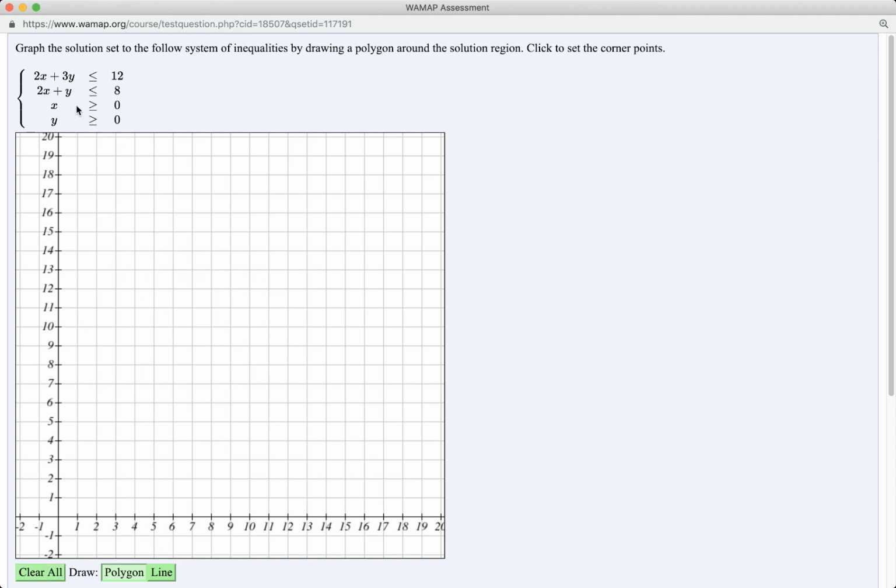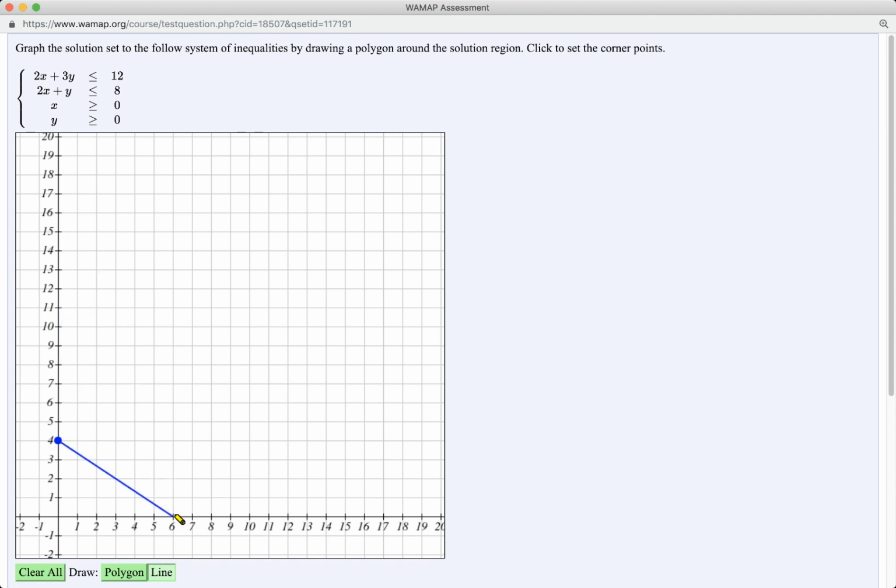So let's notice that the first equation is 2x plus 3y is less than or equal to 12. We can graph that line just to see what it looks like by finding the intercepts. So if x is 0, then 3y is equal to 12, y will be 4. So when x is 0, y is equal to 4. So let's draw that first point. Now notice that when y is 0, 2x will be 12, so therefore x will be 6.